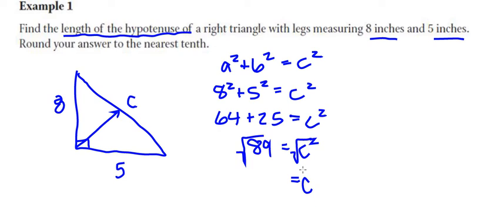My calculator doesn't want to do things. Okay, give me 1 second. All right, so when we take the square root of 89, it says to the nearest tenth, so 9.43, so we end up with 9 and 4/10 as our value of c.